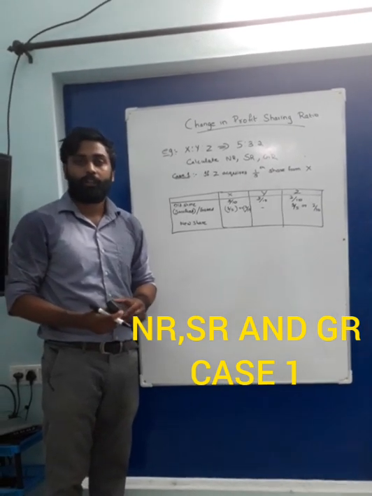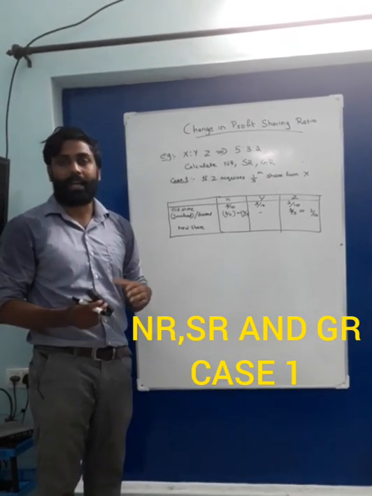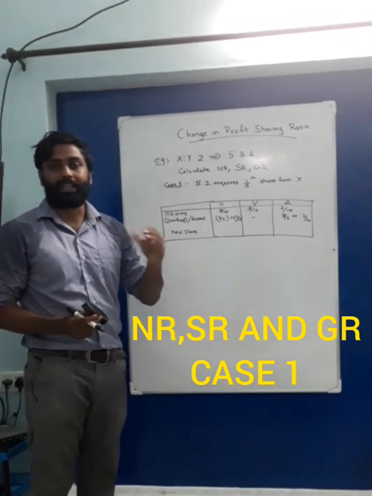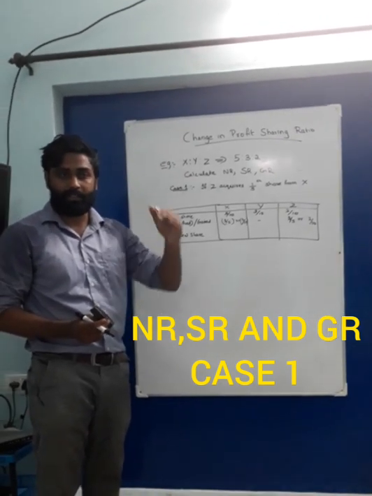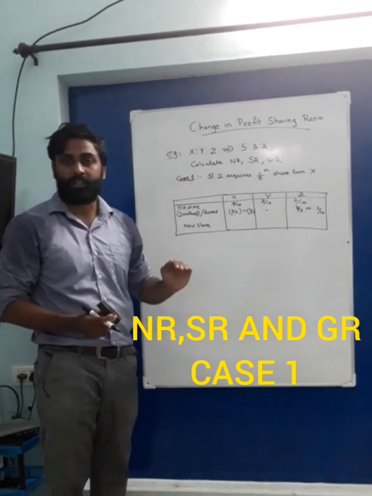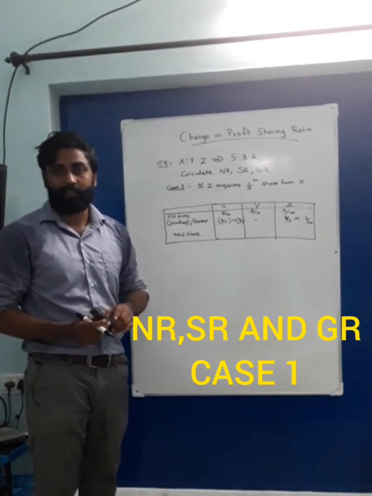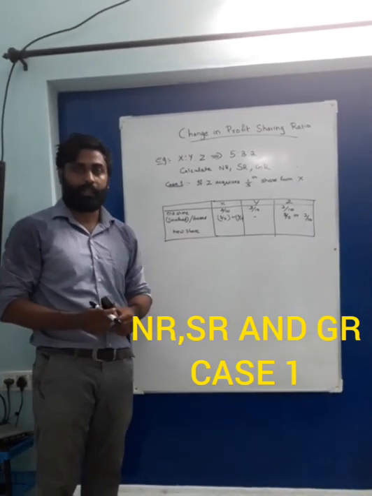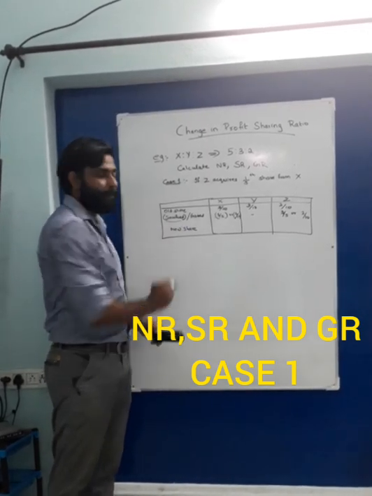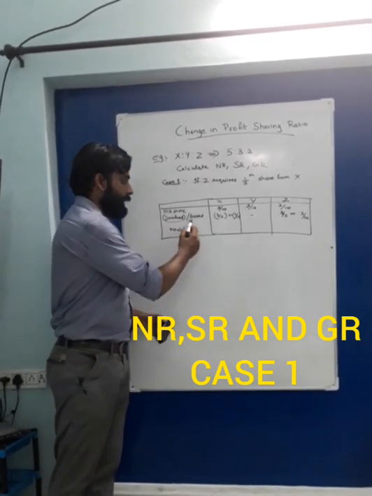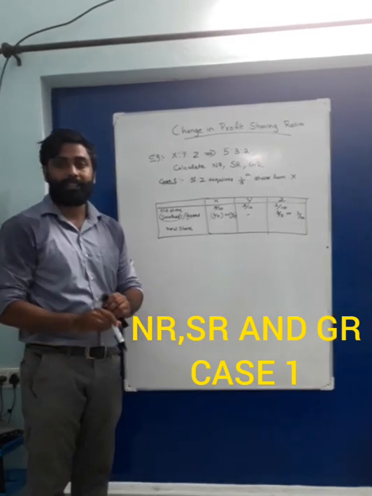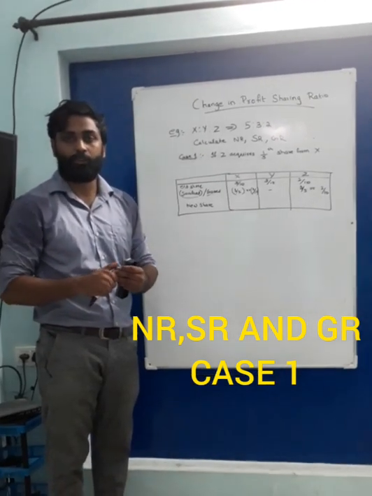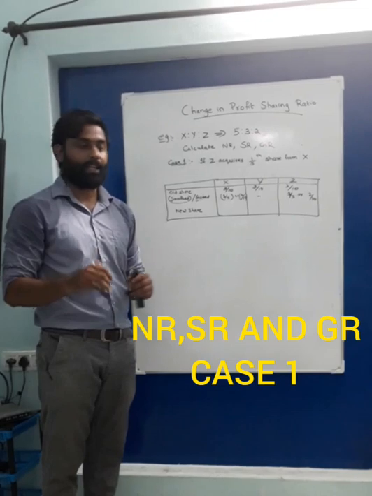Sacrificing we have to denote in brackets, because it shows a negative figure. Sacrificing means our share is reducing, so we put it in brackets, which shows a negative symbol. Gaining means positive, that means it is adding to our share, so we just show the gaining.